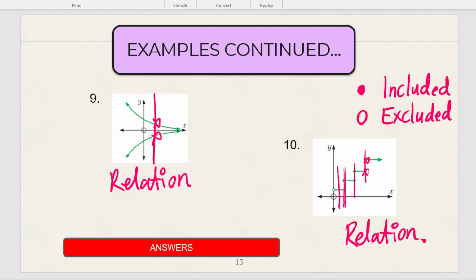Hopefully that clears things up in terms of what is a function and what is a relation.